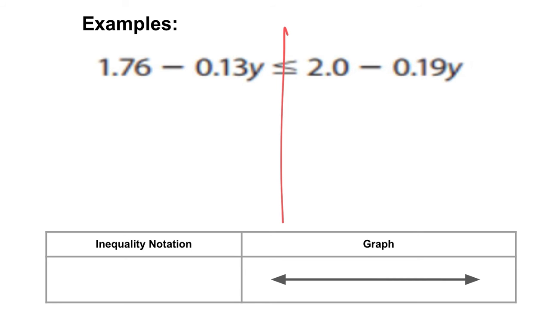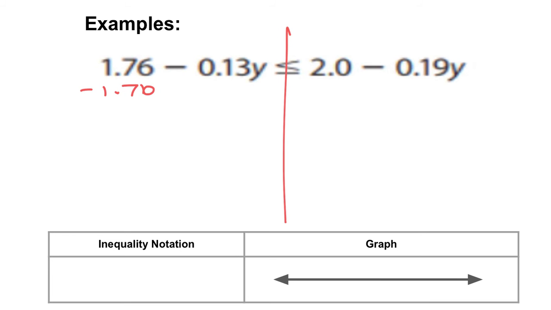So this one's already simplified on both sides. I just got to start swapping stuff. So I'm going to move the 1.76 to the right and the negative 0.19y to the left. So I'll subtract 1.76 because it's positive. That'll cancel it. And then I'm going to come over here and do the same thing.